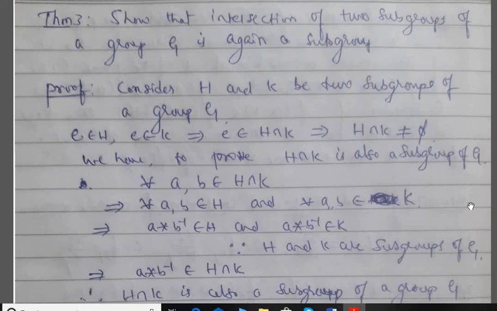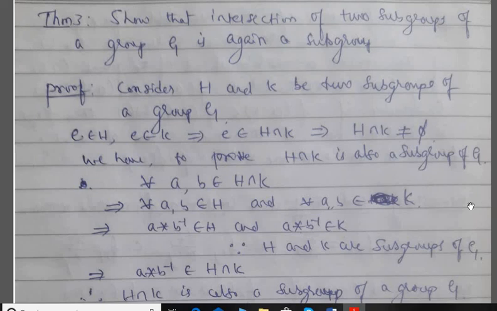To prove that H intersection K is a subgroup of a group G, as in theorem 2, it is enough to show that whenever a, b belong to H intersection K, a star b inverse belongs to H intersection K. So we take any two arbitrary elements, for all a, b belongs to H intersection K. That is, a and b are common elements of both H and K. So they belong to H as well as to K.